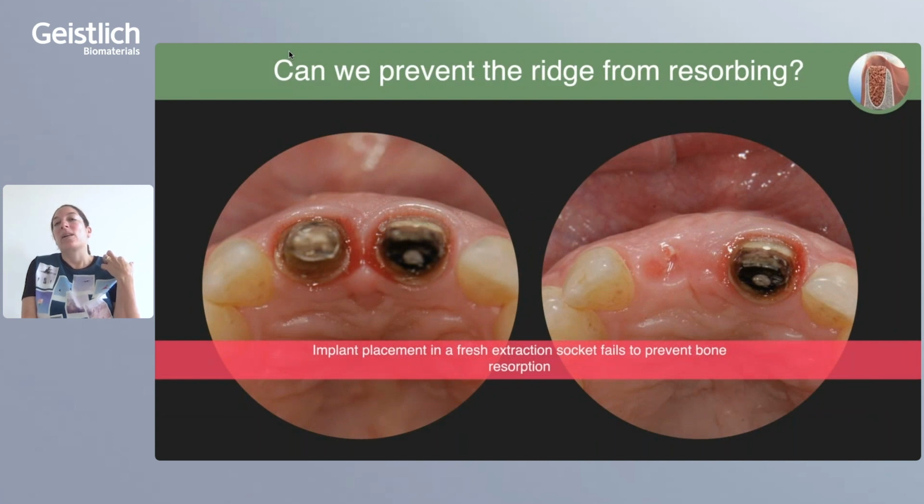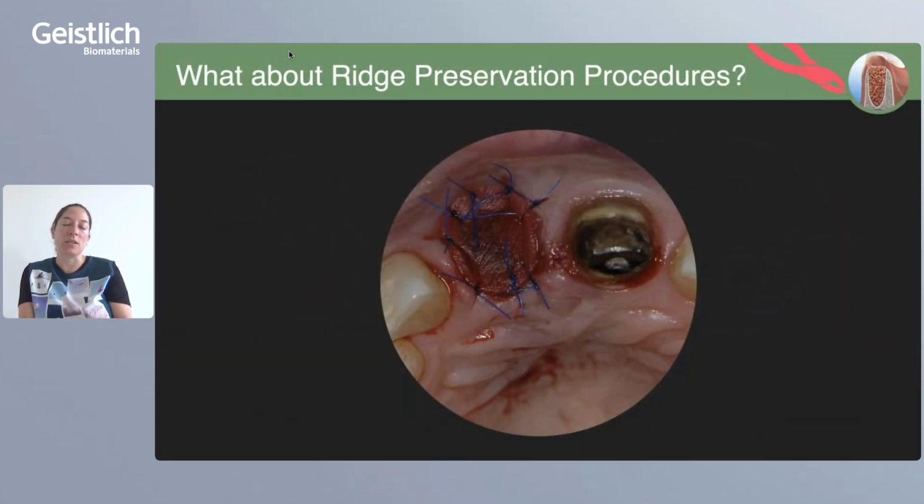So let's come back to this clinical case that I had started with. Can we prevent the ridge from resorbing? With placing an immediate implant, no, it cannot be prevented. We cannot prevent the resorption in general. We can help to lower the resorption, but we cannot prevent it in total.